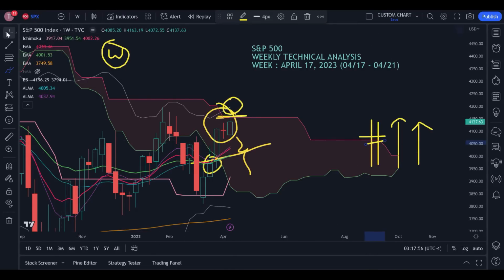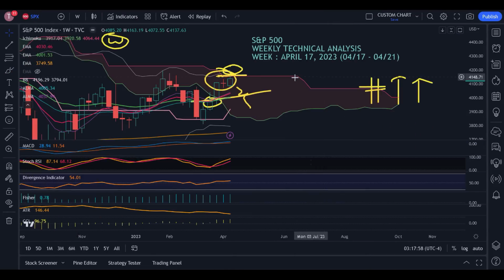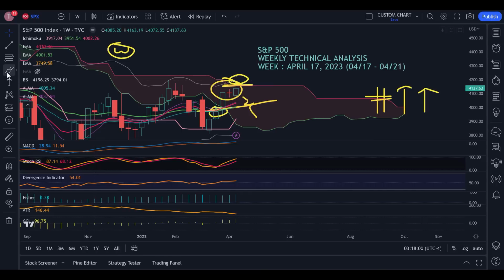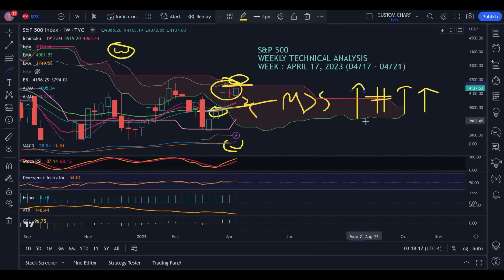Okay. Now comes some other technical indicators. At first, the MACD. If you look into the MACD, then the MACD is clearly bullish because the MACD is more than the signal. It is clearly bullish. It is indicating that the S&P 500 is bullish through the MACD. MACD means moving average convergence divergence.